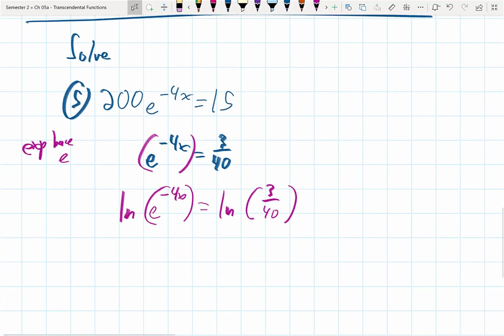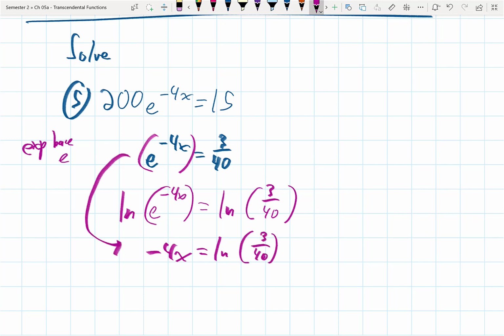And the natural log of the e to the on the left side undoes itself, and that just spits out a negative 4x. And from this moment on, you don't need to show that step. You can go directly from here to here.